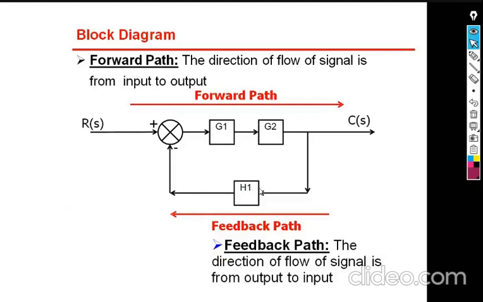Now, two new terminologies we discussed in the previous class. One is the forward path. What is the forward path? It is a signal traveling from the input side to the output side. Here in this diagram, R of S is the input and C of S is the output. The arrow mark clearly shows the signal coming from the input side to the output side. In the same way, if the signal is traveling from the output to the input side, then that is known as the feedback path. So these four terminologies are required to know what is happening in the block diagram.